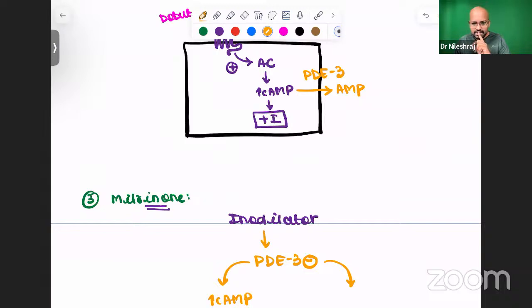Is there any contraindication for furosemide? At present, there is no direct contraindication, but we can use it for acute pulmonary.